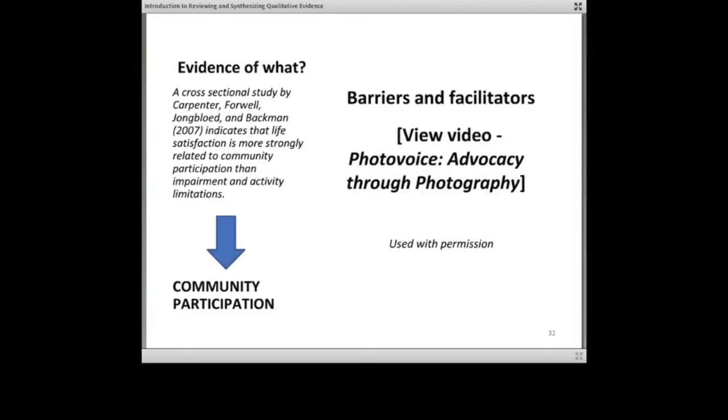So another example of seeing what qualitative evidence can actually mean to enrich the insights of quantitative studies is this cross-sectional study from Carpenter that indicates that life satisfaction is more strongly related to community participation than to the impairment itself and activity limitations. And so in the article, Carpenter really leads for community participation. And that's actually a good thing.